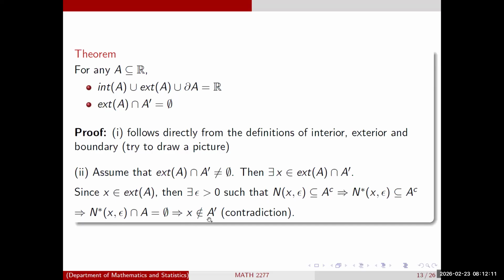So you will have to see what the definition of a limit point is. And of course that is a contradiction, because we assumed that x was an exterior point and a limit point. Therefore, the exterior intersection the derived set is the empty set. And these two results will be very useful when, given a set, I want to figure out what is the interior, the exterior, the boundary, and the derived set. These two results will come in handy.